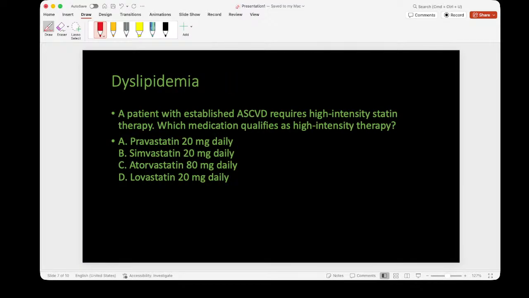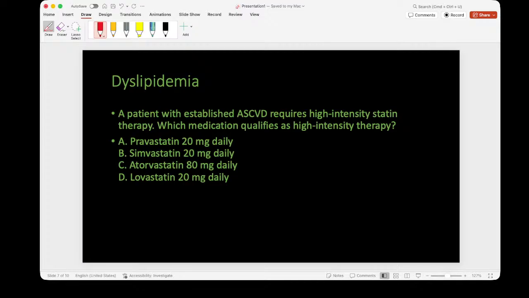And then this one is basically asking for which one is a high intensity therapy. So a patient with established ASCVD requires high intensity statin therapy. Which medication qualifies as a high intensity therapy? And there are four choices here: pravastatin 20 milligram daily, simvastatin 20 milligram daily, atorvastatin 80 milligram daily, or lovastatin 20 milligram daily.